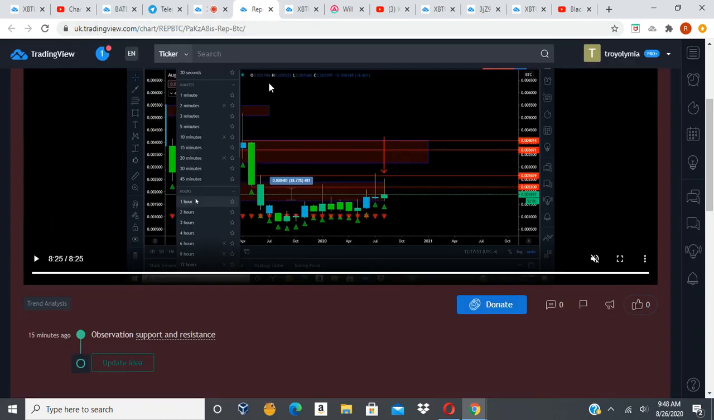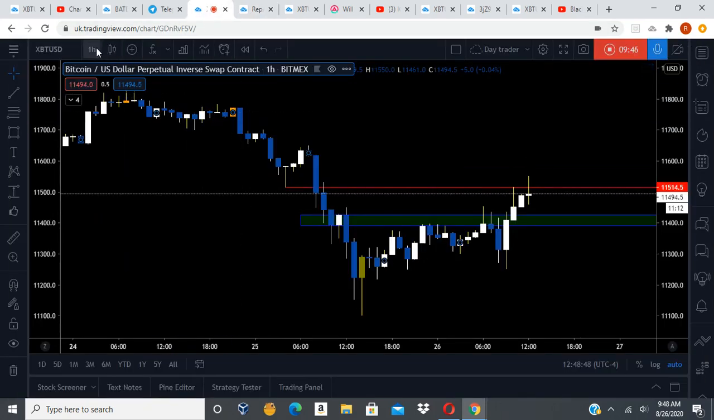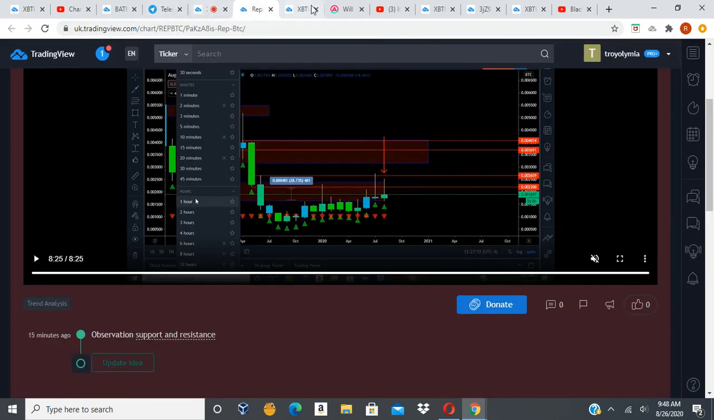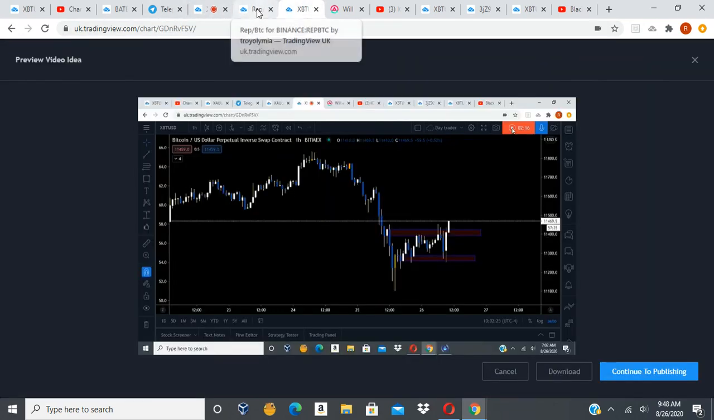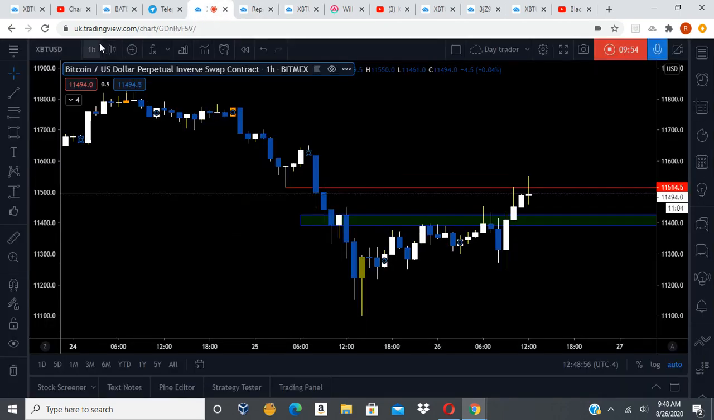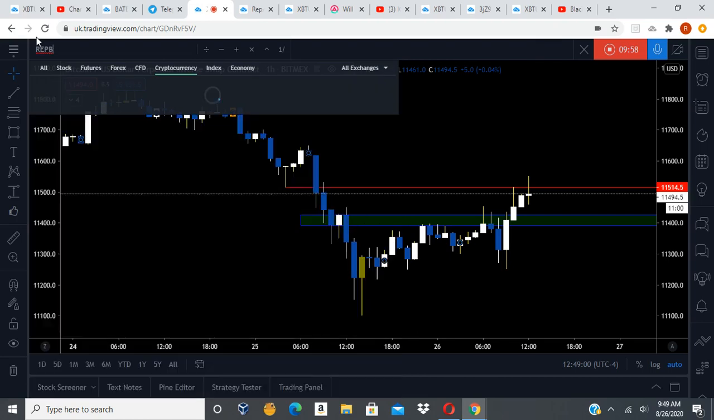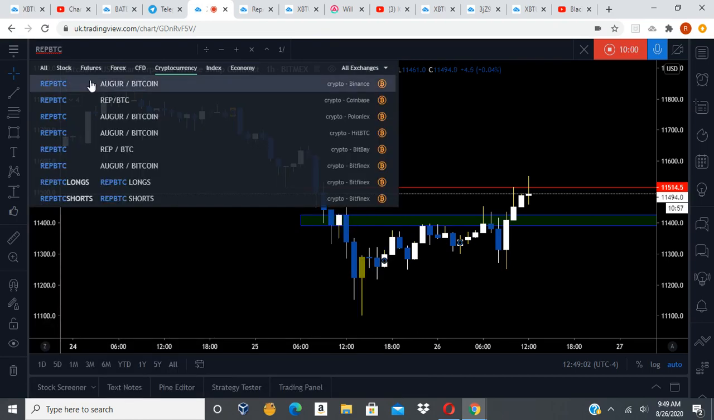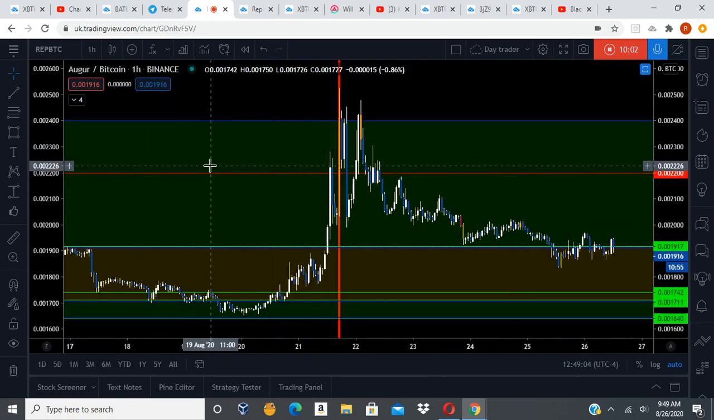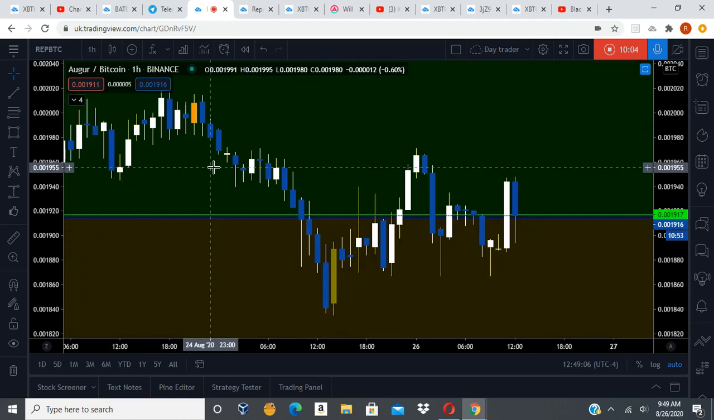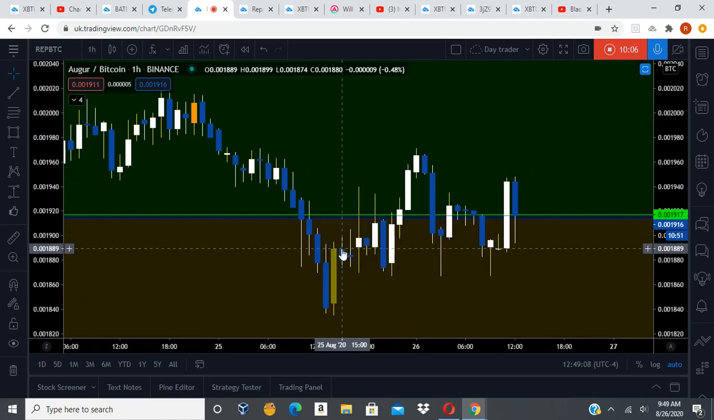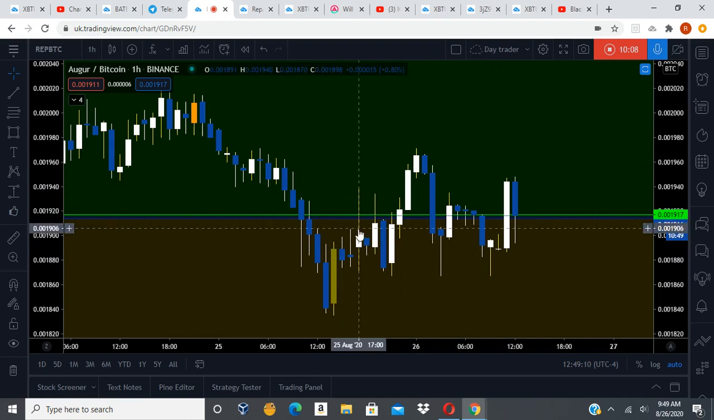So let's look at REP on some lower time frames. Where is it? I forgot, we have to go back and find it. All right, Binance REP. And this is where it's at right now. This is a support level right here where it'll support this to take off.